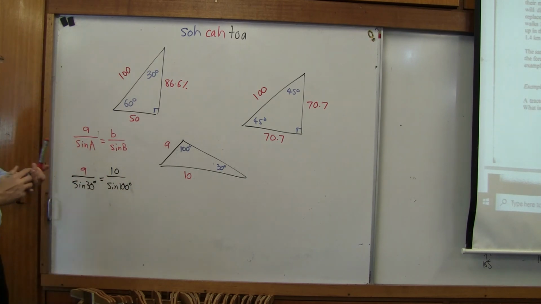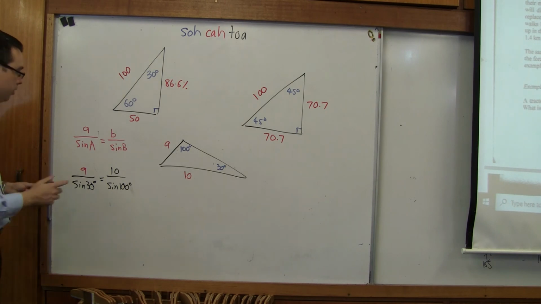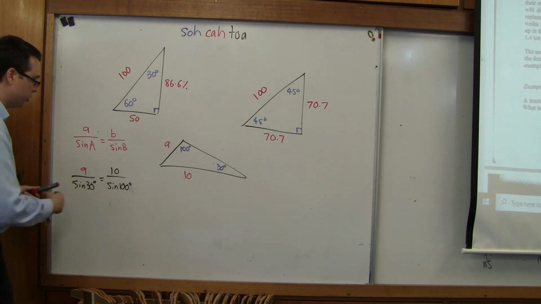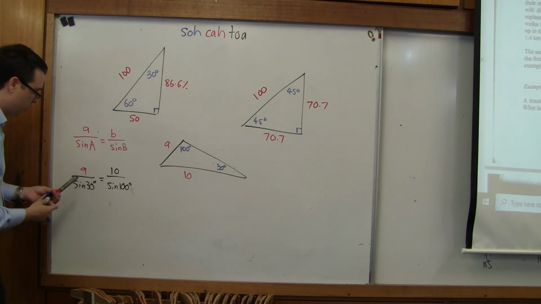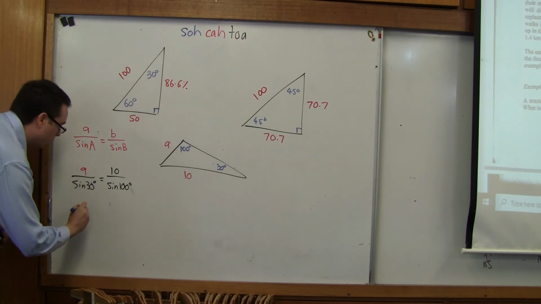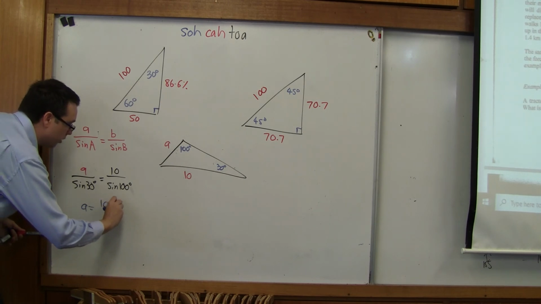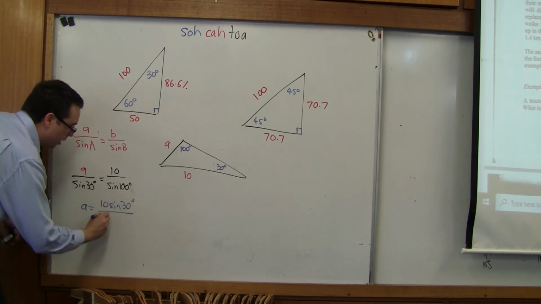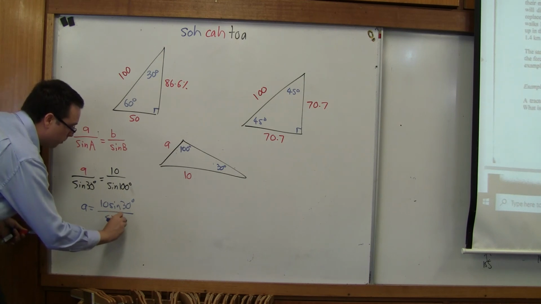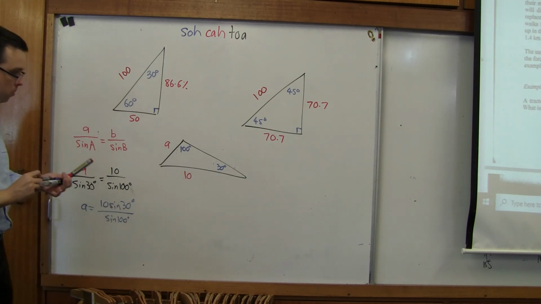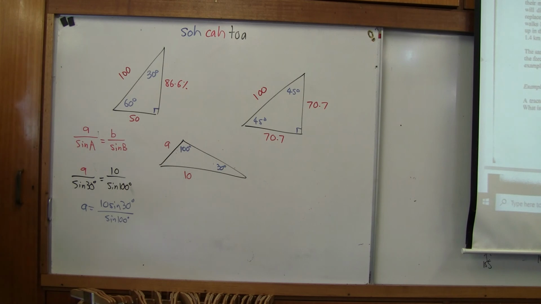Then I'm going to use my algebra to multiply both sides by sine 30, and that will give me 10 sine 30 and sine 100. A equals 10 sine 30 divided by sine 100. Okay. Like I said, super rare.